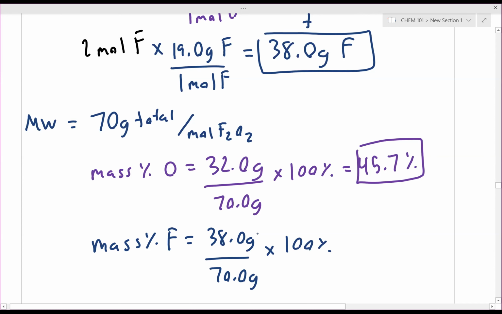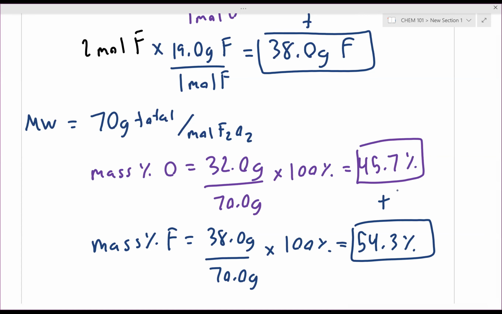Notice grams over grams, the units cancel. Percentage is a unitless number. So we have 38.0 divided by 70, and that in turn gives us 54.3%. Does that make sense to everyone? Okay. So both these percentages, if you add them together, you'll get 100, as expected.